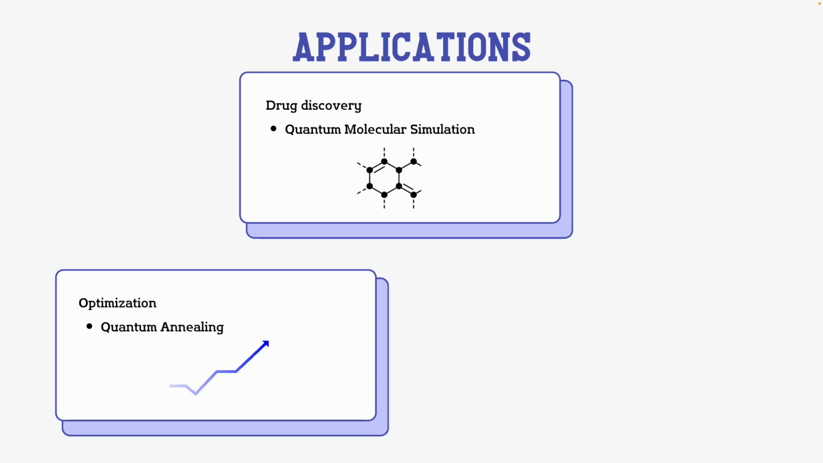Another example is quantum annealing for optimization. Quantum annealing is a technique used to solve optimization problems by finding the global minimum of a cost function. One application is in financial portfolio optimization, where quantum computers can efficiently allocate assets to maximize return while minimizing risk.